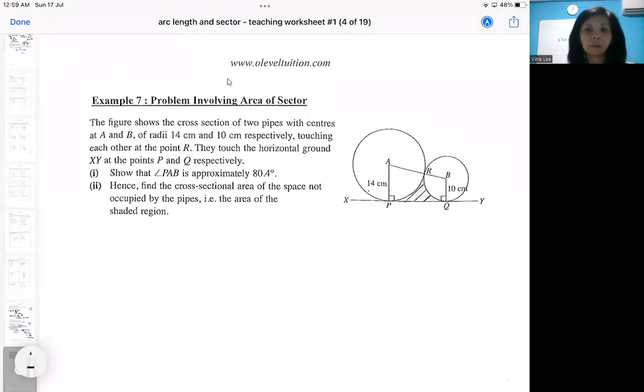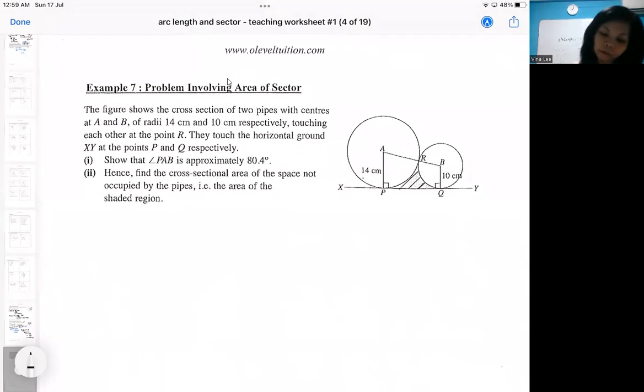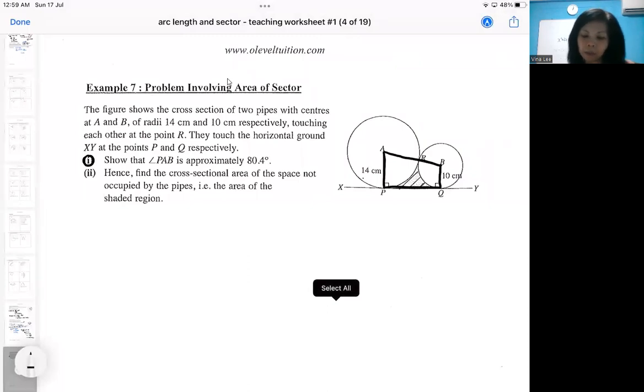So this one will be a very typical question that you will see in degree mode or radian mode. So they will always have this kind of cross section, and in actual fact, you will see a trapezium. And usually the challenge will be getting the angle. So if you do not add the correct line, you actually cannot get the angle. Okay, so how do you get the angle PAB?